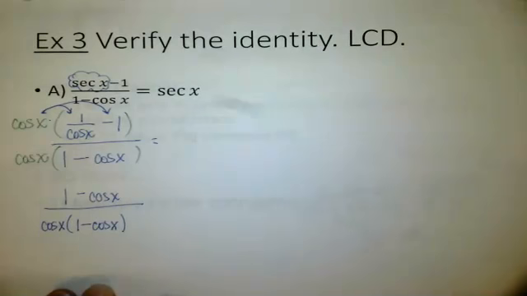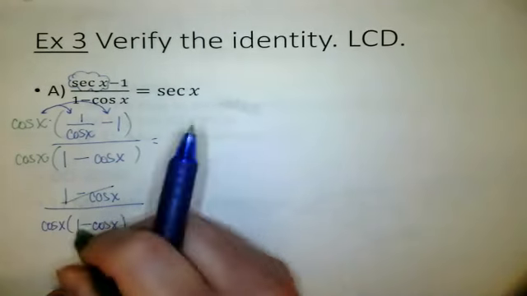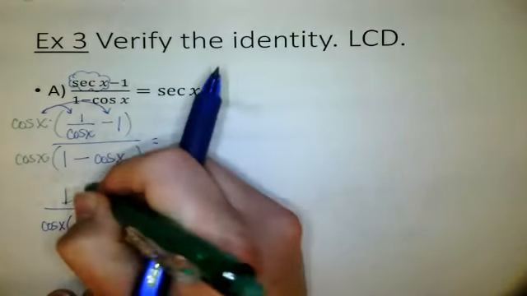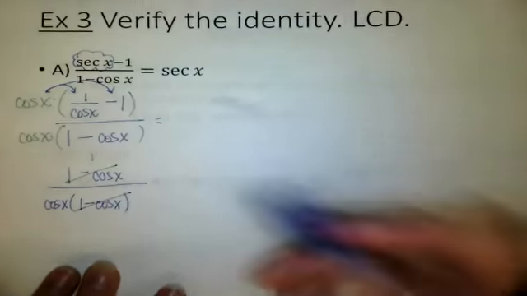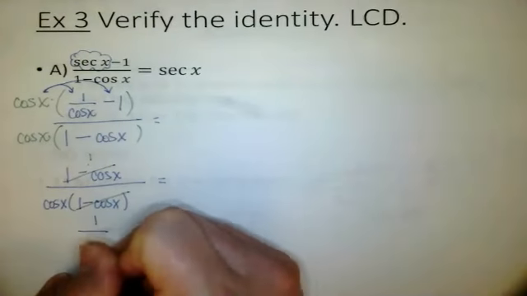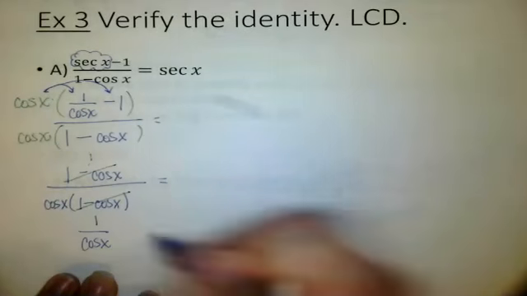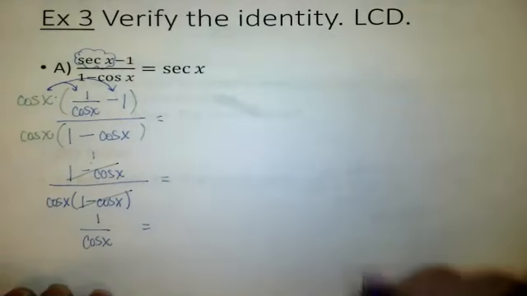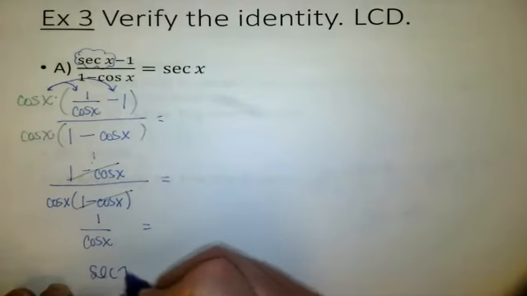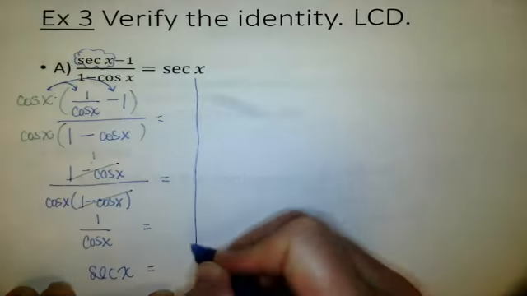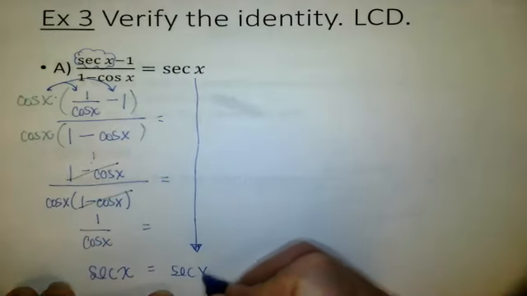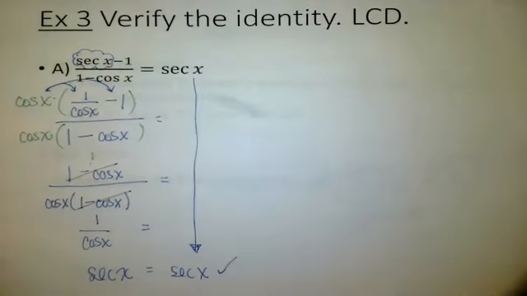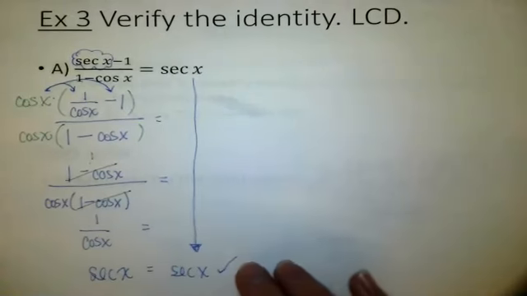Now what happens? It cancels out. Yeah, 1 minus cosine of x on top and 1 minus cosine of x on bottom. Goes into itself one time. Hey, that was pretty easy. 1 over cosine of x is left over. And what is 1 over cosine of x? Secant of x equals secant of x. And that was really nice and simple.